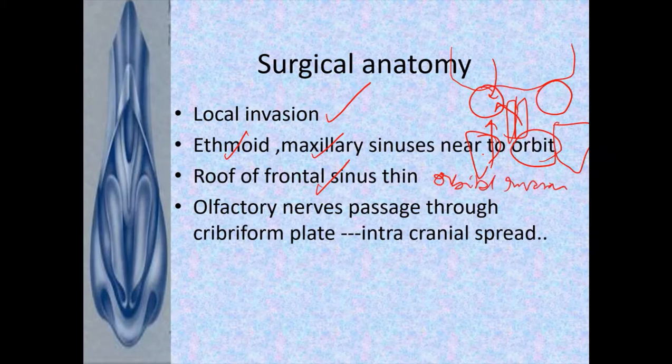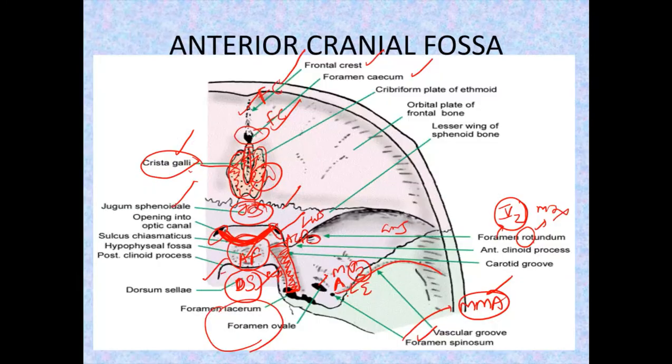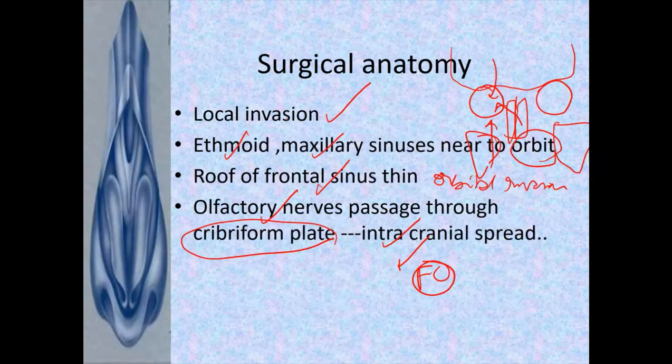Olfactory nerves pass through the cribriform plates. Spread can go intracranially through the foramen cecum, as we have seen. Here, this is the frontal crest and foramen cecum. It can lead to intracranial spread.